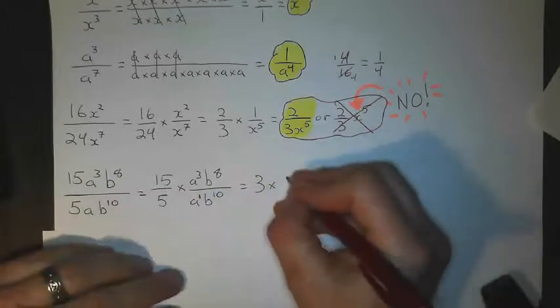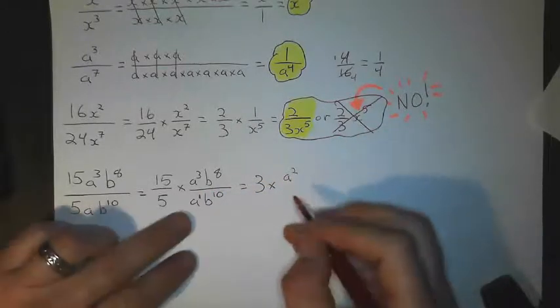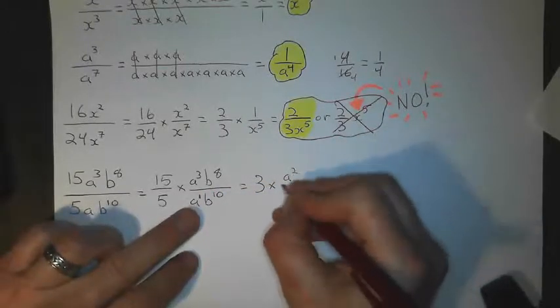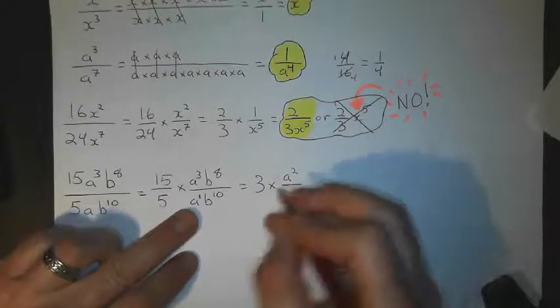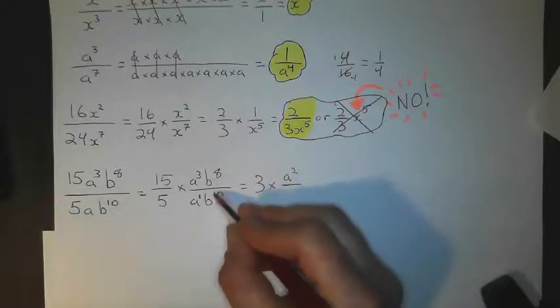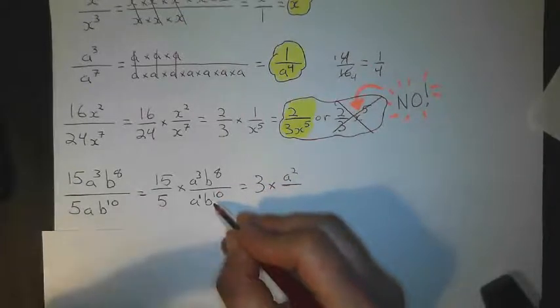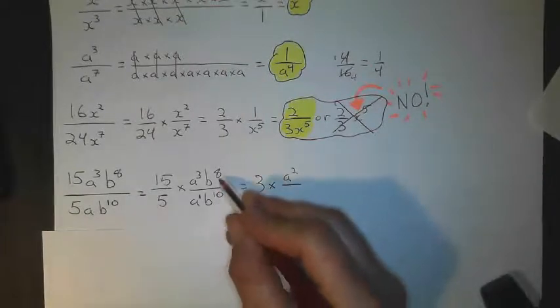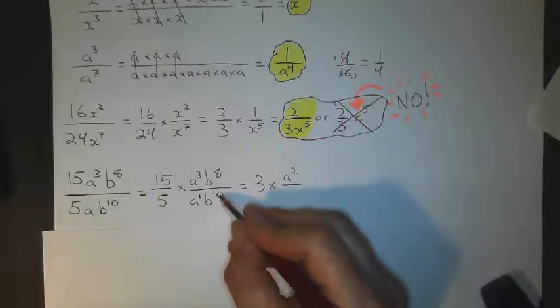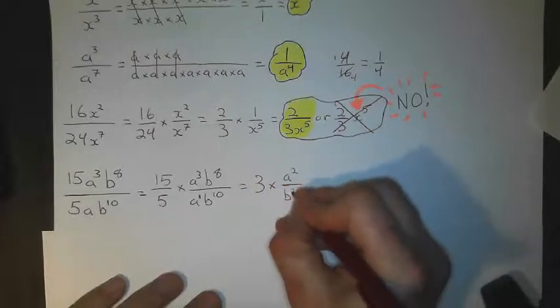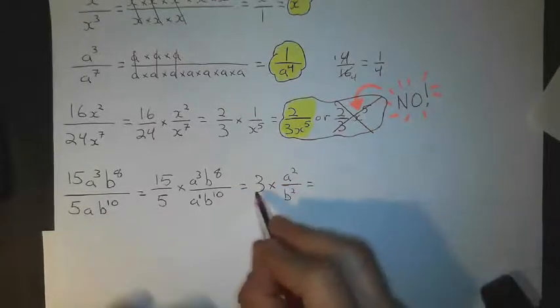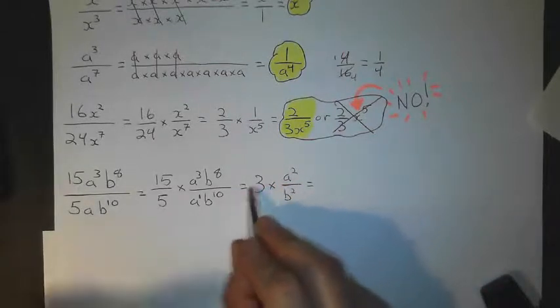Where are most of the a's? They're on top. So that's a squared. And I'm going to put it on top. Now, b8, b to the 8th and b to the 10th, where are most of the b's? They're on bottom. So the b's are going to stay on the bottom. And 10 take away 8 is going to give me 2. That's b squared.